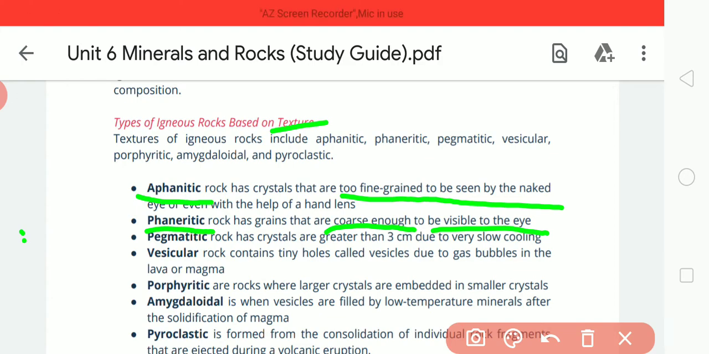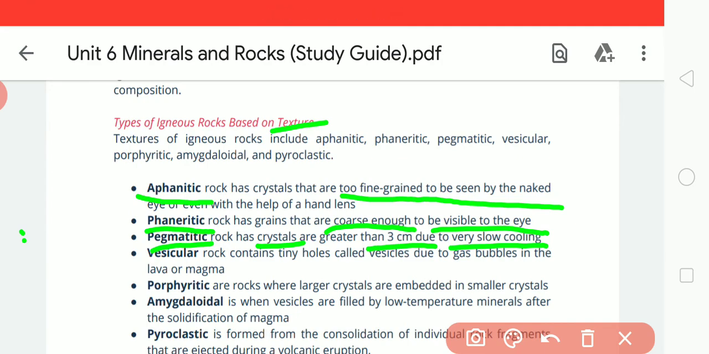Next one is the pegmatitic. I don't know if it's pegmatitic or pegmatitic. Now, pegmatitic rock has crystals that are greater than 3 cm due to very slow cooling. So they are larger compared to phaneritic, kasi nga the usual size for pegmatitic rock is greater than 3 cm. So alaki-laki na siya.